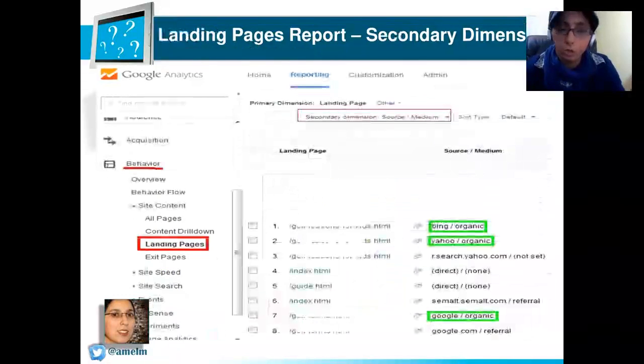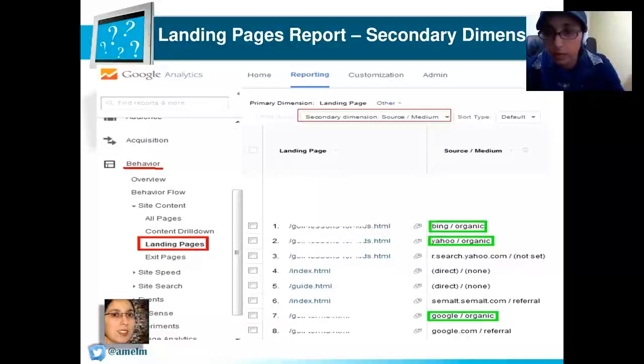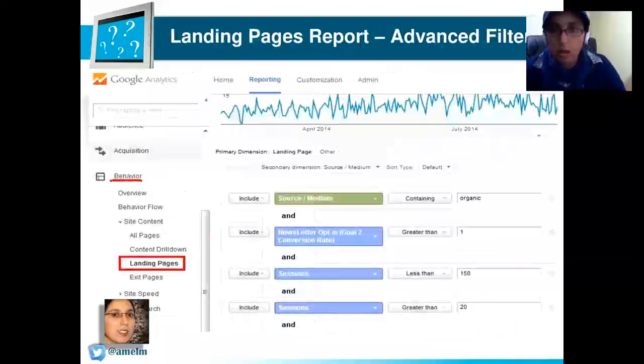If you click just source medium, just to give you an idea, what you're going to see is all the sources of traffic that are coming to the site. But the thing is, we only want organic source. We don't want a referral source. As you can see on this page, for example, you see Yahoo search, you see direct traffic, you see referral traffic, and you see organic. But because we're just focusing on SEO strategy, we need to isolate the organic source.